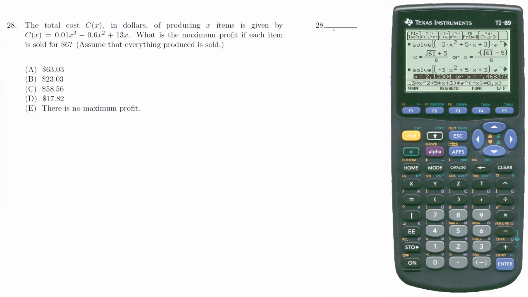Next, total cost C of x in dollars for producing. What's the maximum profit? So, and sold for 6. So we need to find the profit function first. Profit is equal to revenue minus cost. Revenue in this situation is 6x. Cost is minus 0.01 x cubed minus 0.6x squared plus 13x, and we have to put the brackets. So let me expand this first: 6x minus 0.01 x cubed plus 0.6x squared minus 13x.